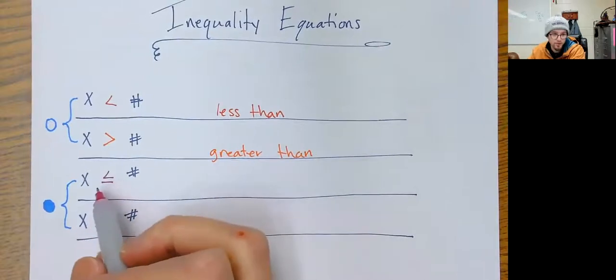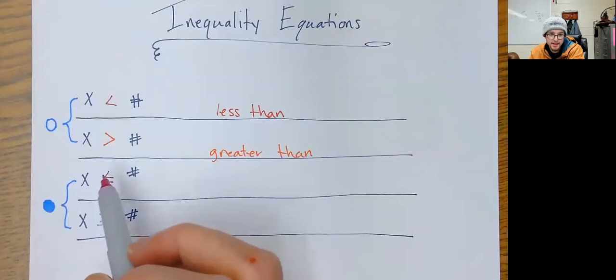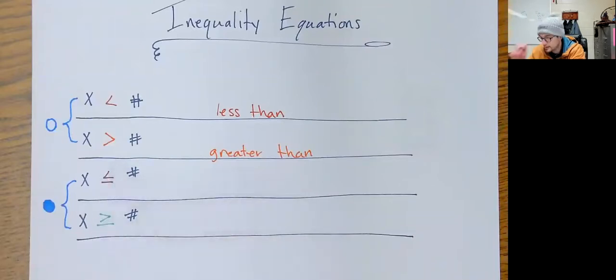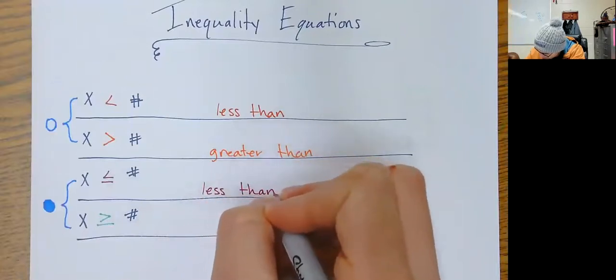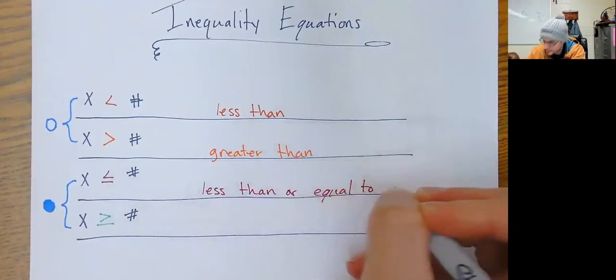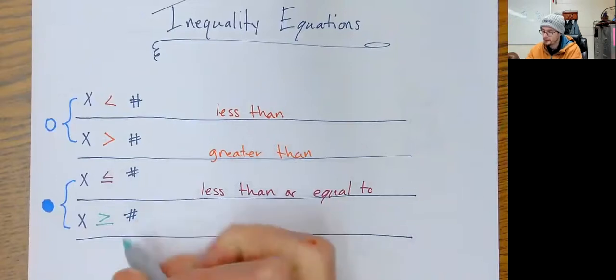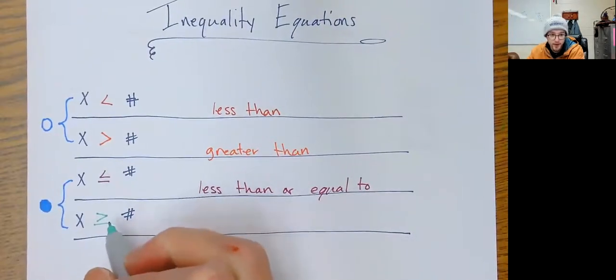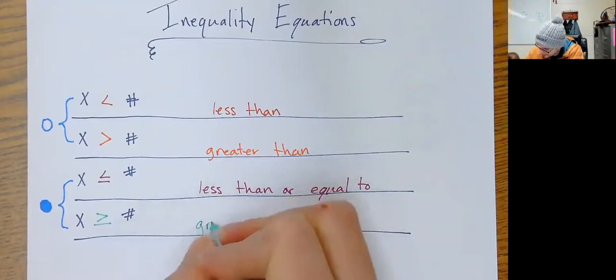Now again, we have an arrow pointing towards the variable, but there's also a little dash below it. So this is less than or equal to. Okay? This one is pointing away from the variable, so it's greater than, and the little dash below it is greater than or equal to. So greater than or equal to.